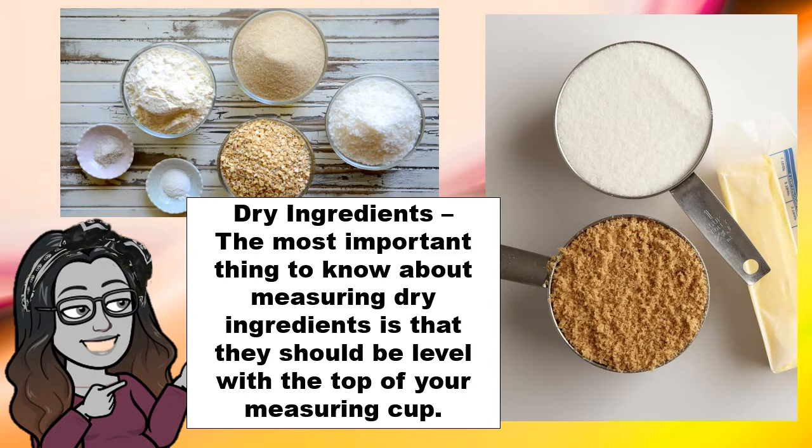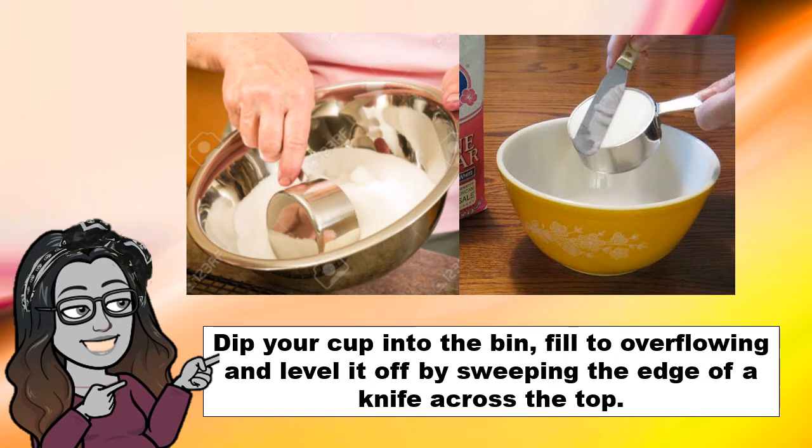So remember this for dry ingredients. The most important thing to know about measuring dry ingredients is that they should be level with the top of your measuring cup. So how are you going to do that? Dip your cup into the bean. Fill it overflowing and level it off by sweeping the flat edge of a knife across the top. Or you can also use a spatula.